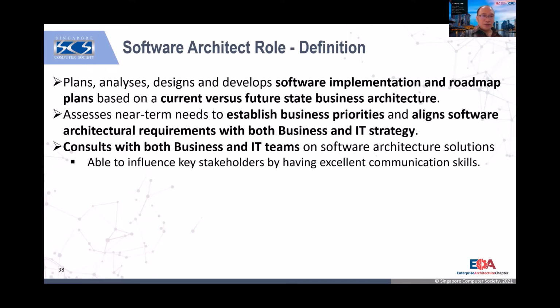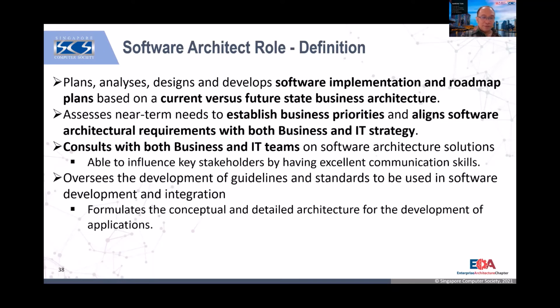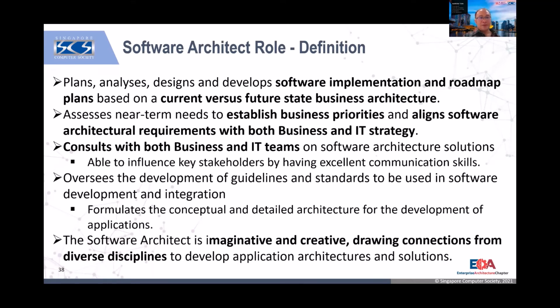Not only with the developer, that one is taken with the IT team. Also we need to play an influential key role. And of course, we need to develop standards and guidelines, right? So that the development lifecycle can be monitored or governed. And of course, we need to be imaginative and creative. So these are the quality attributes of a software architect. In fact, all the architects also need to have this type of quality. So we need to be not only critical thinking, but also imaginative and able to connect with diverse disciplines.